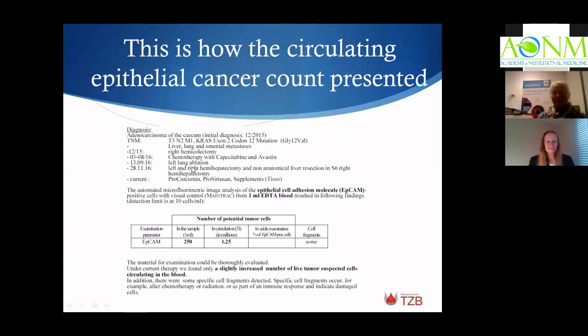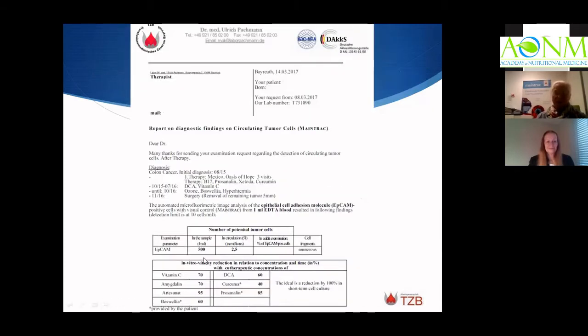Here is the anamnesis, the cause of disease, and here is the number per ml, and we calculate them in the whole blood system too. And we also tell you whether there are already cell fragments present, because this might tell you whether the therapy has been working. In addition, like here, we tell you what the results of the tested substances are.